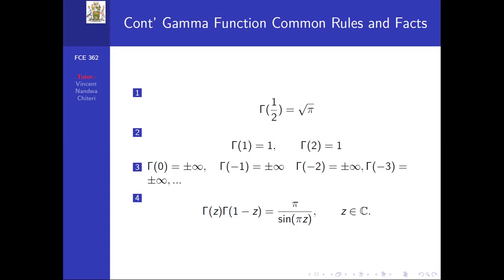Then gamma of a half is given by root pi, gamma of 1 is 1, and also gamma of 2 is 1. But gamma of 0 is plus or minus infinity, gamma of -1 is plus or minus infinity, gamma of -2 is plus or minus infinity, etc. And if you define gamma of z and you multiply by gamma of 1 minus z, then it can be shown that the result simplifies to pi over sine of pi z, where z is a complex number.